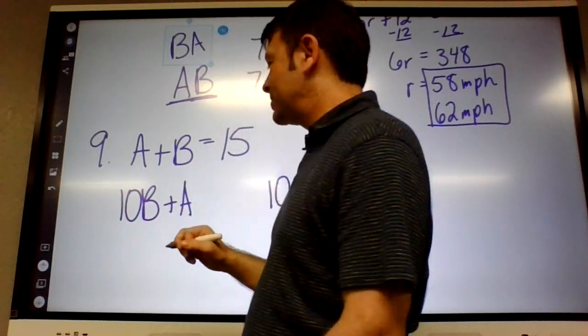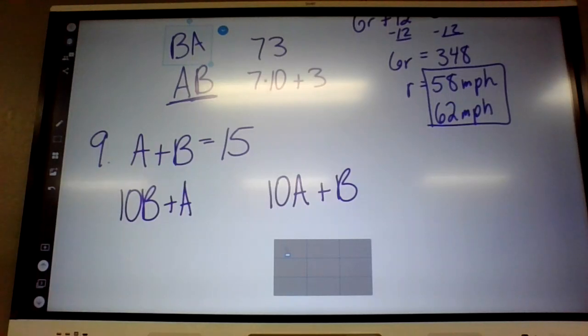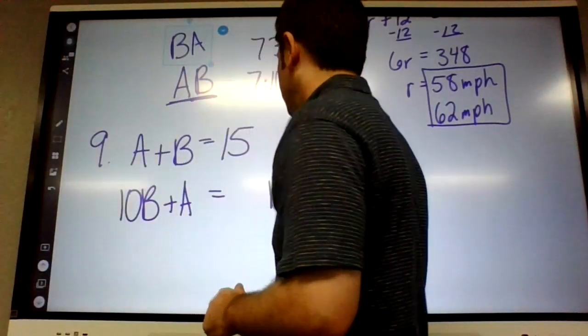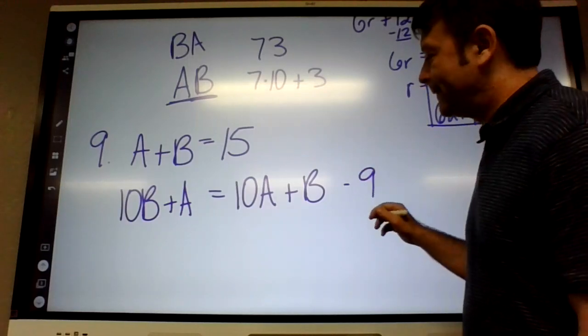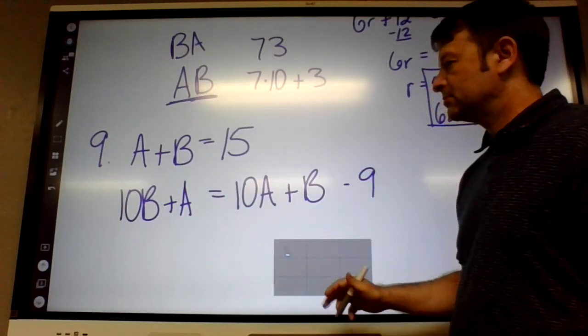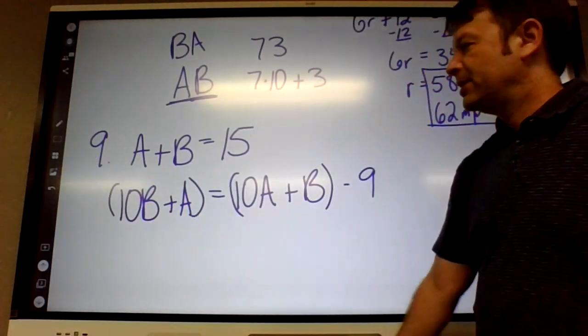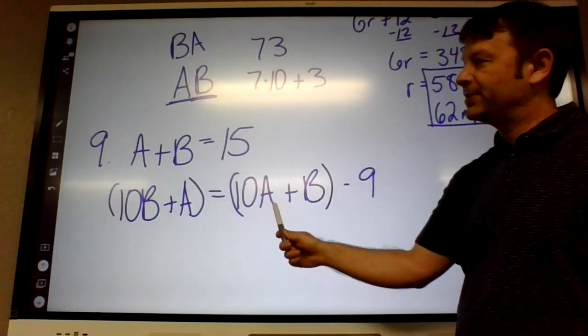Okay, if you reverse the digits, so like that, the number formed equals, 9 less than. What does that mean? It means minus 9. The original. This was the original. That's the original, that's the reverse. If you reverse the digits, the number is 9 less than the original.